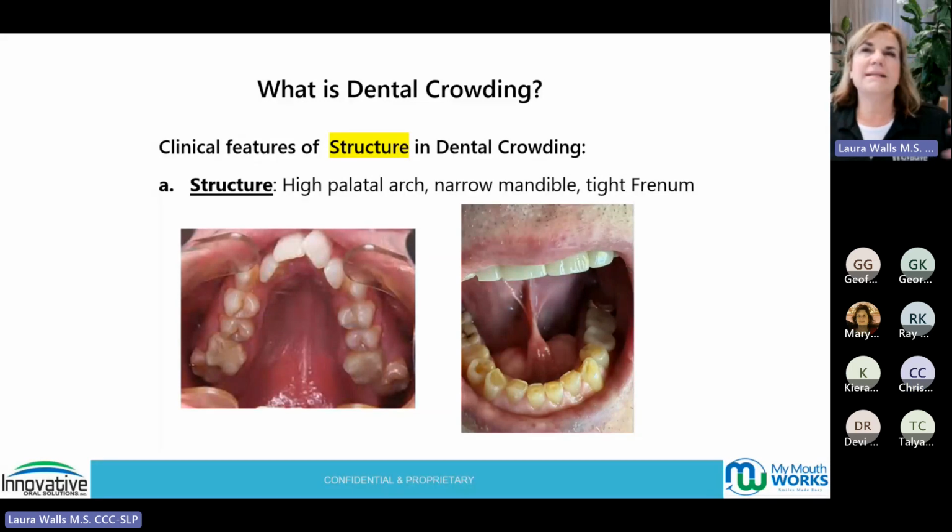So that's the structure. But what I want your mind to kind of change and think about is, if I have a structure that looks like that, what is the tongue doing? How can a person breathe? How can they close their lips to nasal breathe? And what does sleep look like?